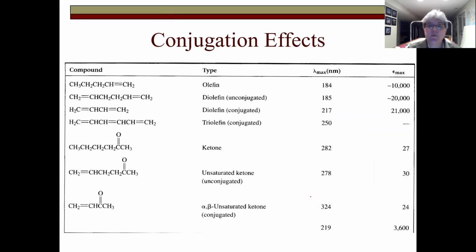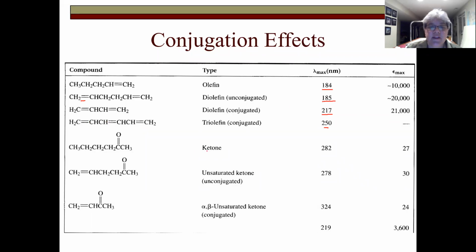Here's a table that shows you an example of this. Here's a molecule with only one double bond, and notice its lambda max is 184. Now we have one with 2 double bonds, but these are not conjugated. They're not next to each other. So these two have about the same lambda max. Now we have a conjugated system, and notice the redshift. Here, 3 double bonds, even bigger redshift.